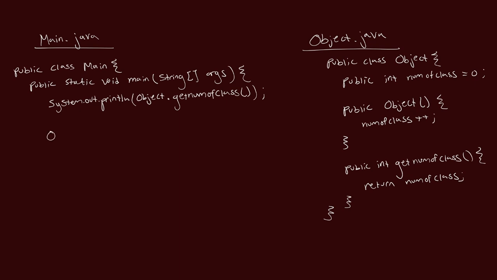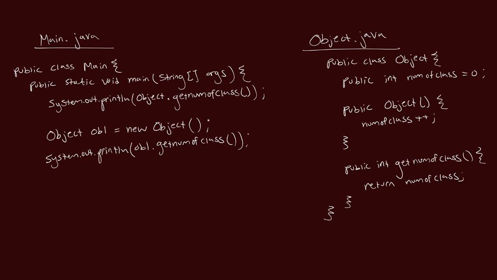So now let's do Object, let's call this ob1 is equal to new Object. Obviously we're not passing in anything in our constructor. Now if we do system dot out dot print line, and we do ob1 dot get num of classes, this should display 1.